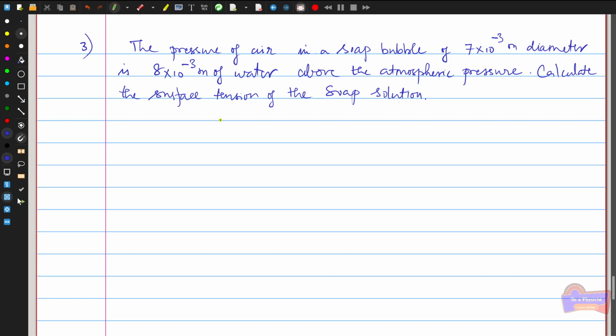The excess pressure inside the soap bubble over the outside is given by P is equal to 4 sigma divided by R. Here P is given by 8 into 10 power minus 3 meters of water.